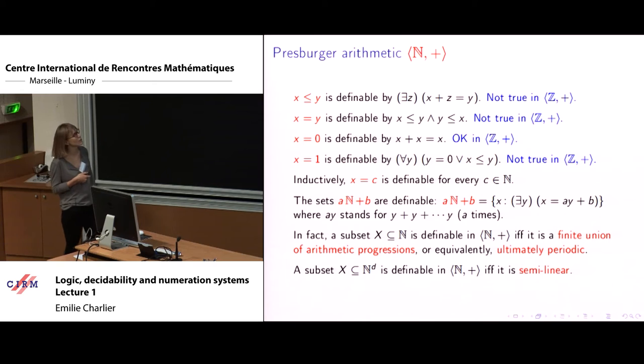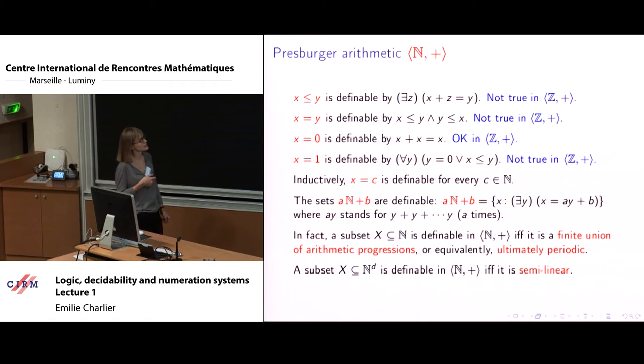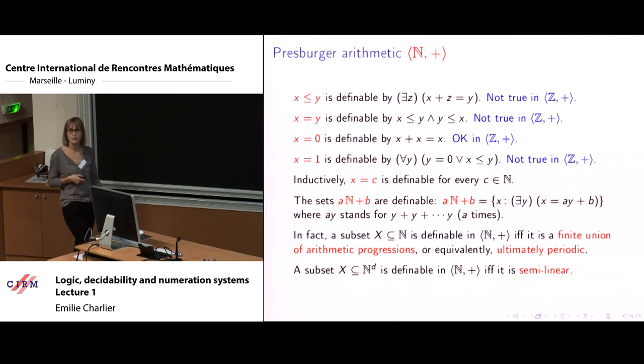So any fixed arithmetic progression is definable. And in fact, it's a well-known result that those finite unions of arithmetic progressions are exactly what you can define in Presburger arithmetic. So this is for the unidimensional case. And in the case of the multidimensional framework, what you can define is exactly semilinear sets.